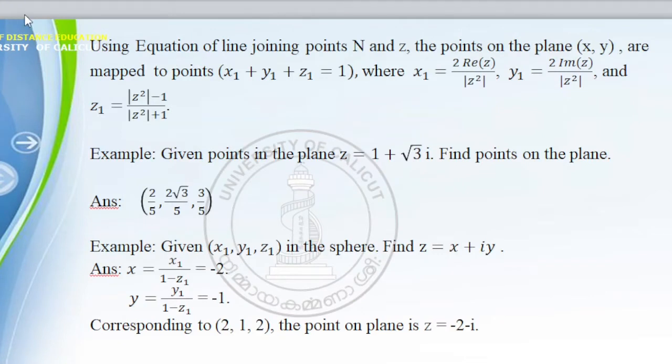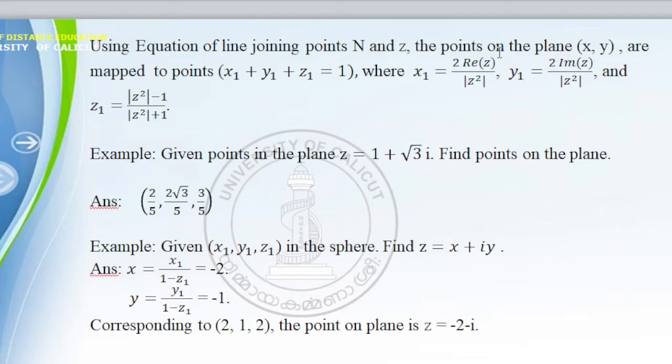Using the equation of the line joining points capital N and Z, we can find the x1, y1, z1 values. That is, x1 is 2 times the real part of z divided by mod z squared plus 1, and y1 is 2 times the imaginary part of z divided by mod z squared plus 1, and z1 is mod z squared minus 1 divided by mod z squared plus 1.